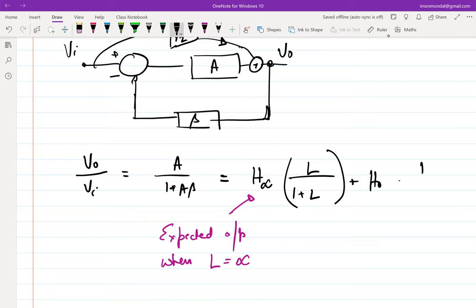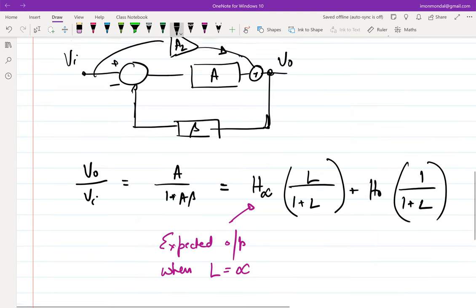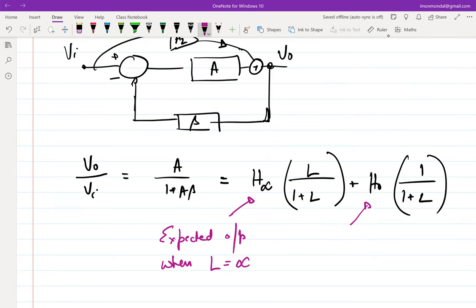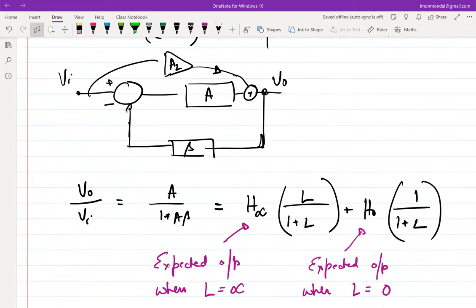H0 by 1 plus L, where H0 is the expected output when L is equal to zero. Essentially, when your loop gain doesn't exist, when you are only considering the direct path between input and output, whatever is the transfer function, that is H zero. And then if you already know L, then you can express it in this form.